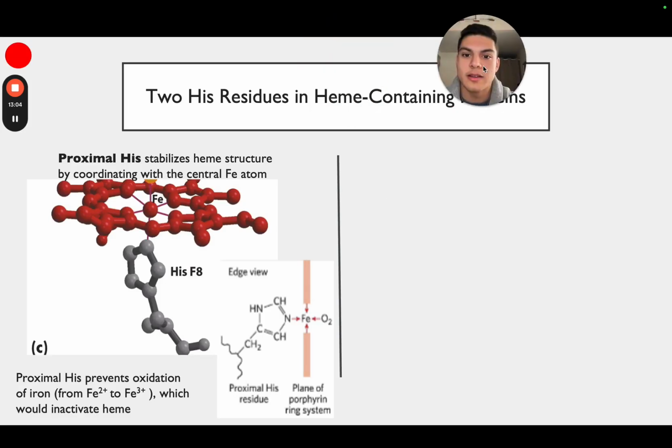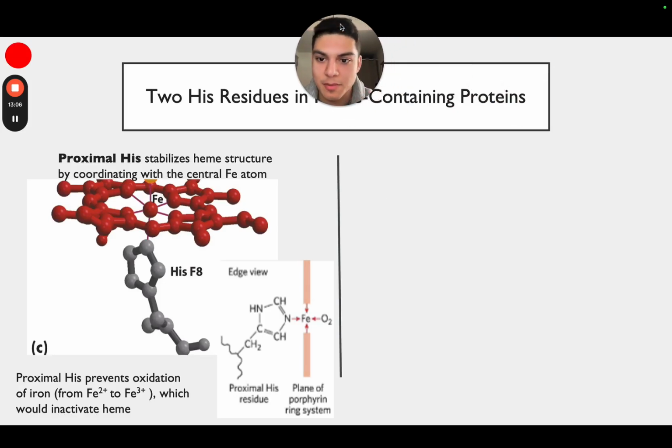And then there are two His residues in the heme-containing protein for both of them, in terms of hemoglobin and myoglobin. For this one, we have the proximal His, which stabilizes the heme structure by coordinating with the central iron atom. Again, it's super close, so it's going to have much more of an effect and much more of an attractive pull to the iron and lock it in place.